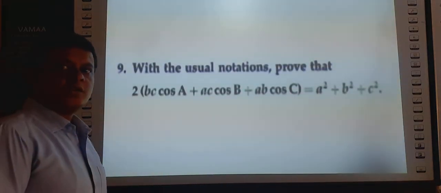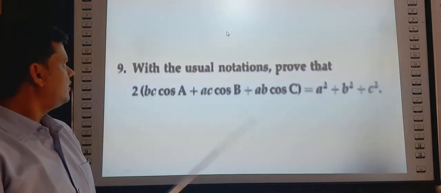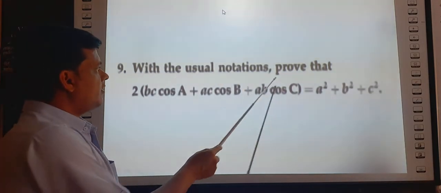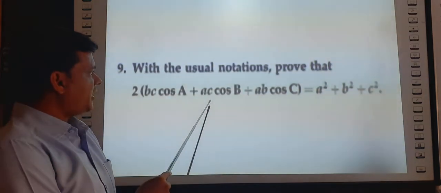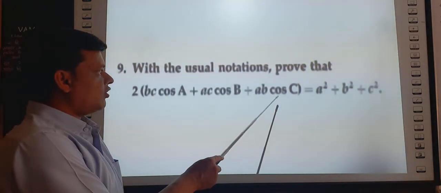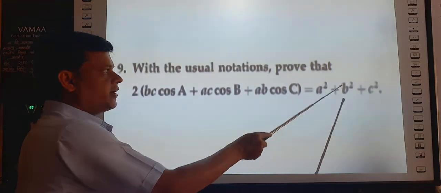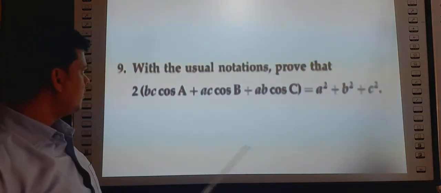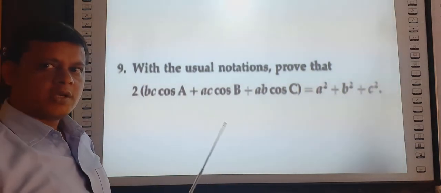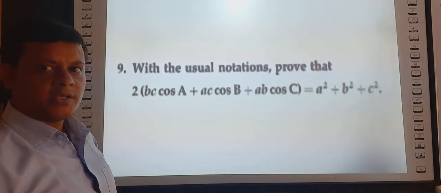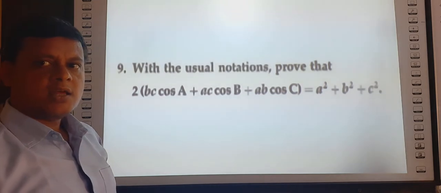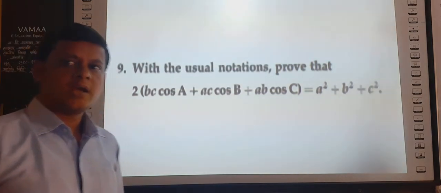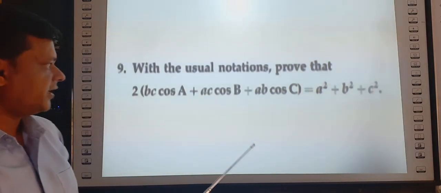Now see question number 9. With usual notations, prove that 2 (BC cos A plus AC cos B plus AB cos C) equals a square plus b square plus c square. Usual notation means capital A, B, C are the measures of the angles of the triangle and small a, b, c are the lengths opposite to the angles capital A, capital B, capital C.